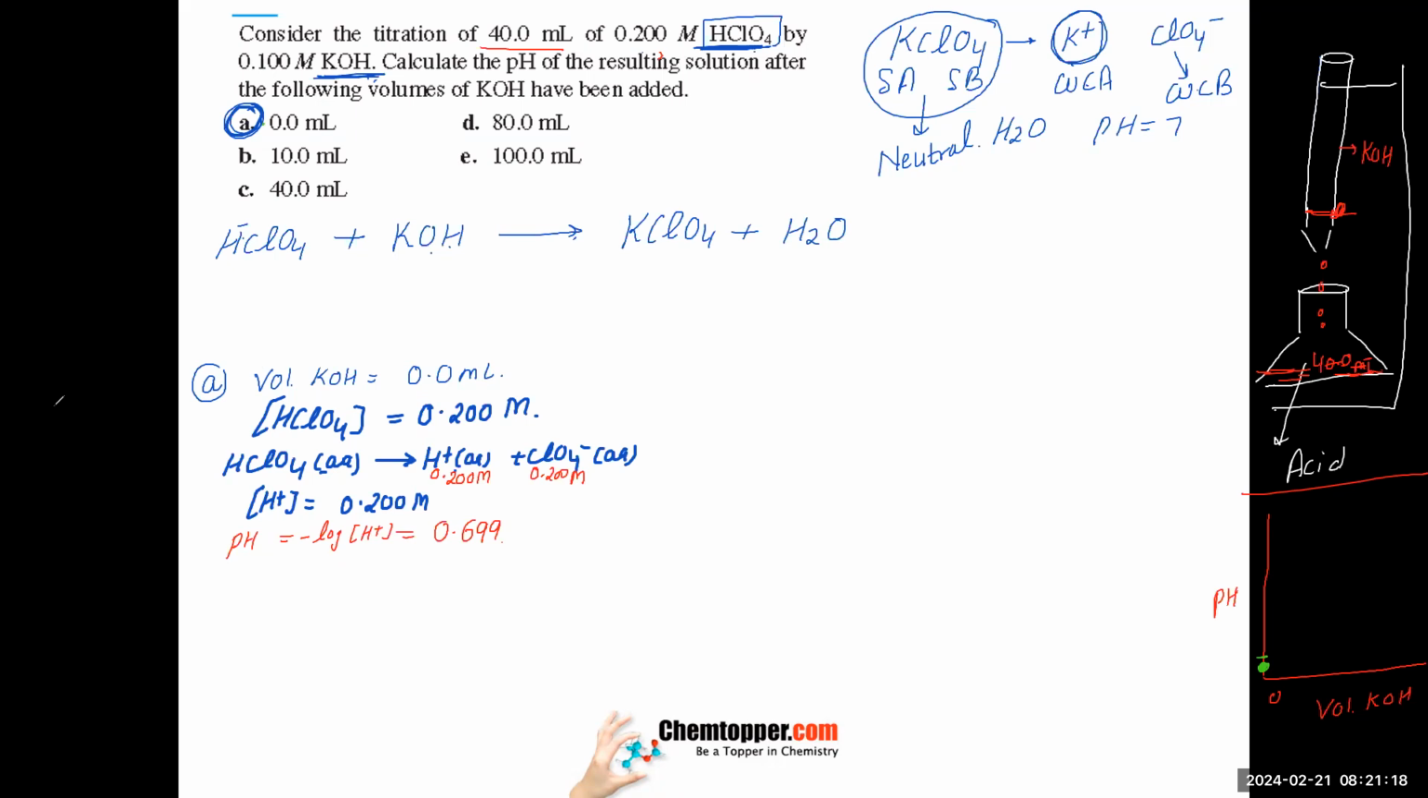Let's do the B part. In the B part, you're mixing 10 ml of KOH with 40 ml of the HClO4. So what's the total volume in the B part? Total volume of the solution.